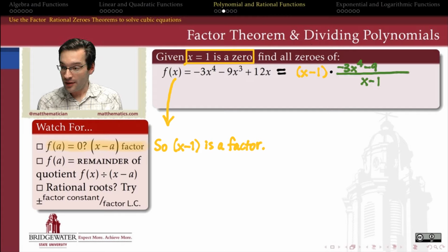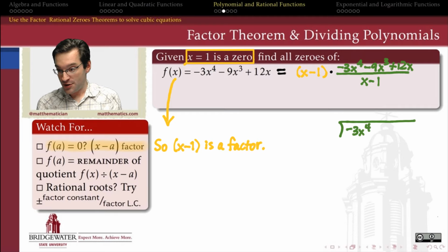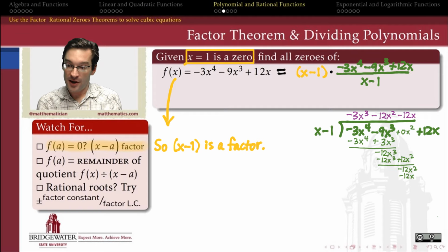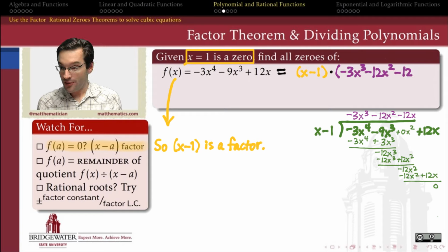To find that, I can use polynomial long division. X minus 1 goes into minus 3x to the 4th minus 9x to the 3rd plus 12x a number of times that I can find by applying this division algorithm. That quotient is negative 3x to the 3rd minus 12x squared minus 12x, and the remainder that I get is 0, exactly because x minus 1 was a factor, and therefore it goes evenly into this polynomial. So there's my quotient, and there is no remainder.